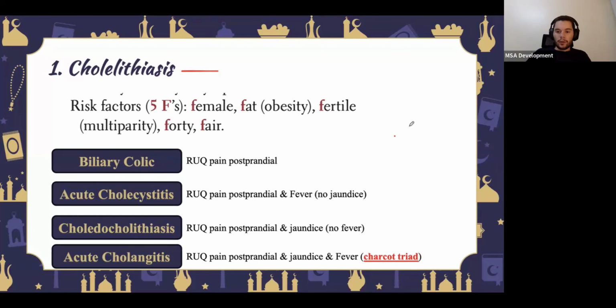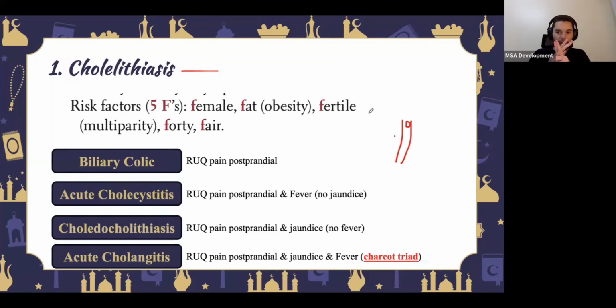Choledocholithiasis essentially means it's a gallstone affecting or blocking the common bile duct, right? So all the bile from the gallbladder or the liver is unable to pass through. This is why they have right upper quadrant pain and jaundice, because bile cannot exit the body.